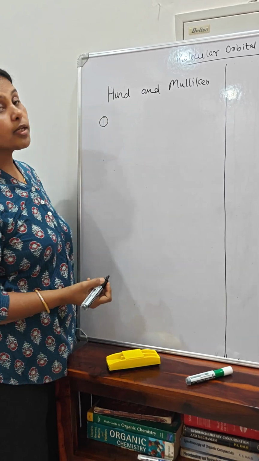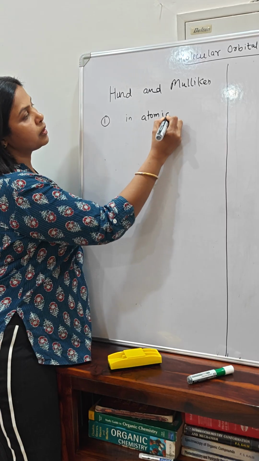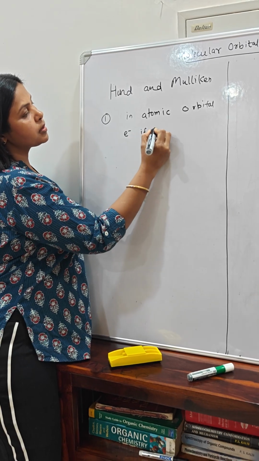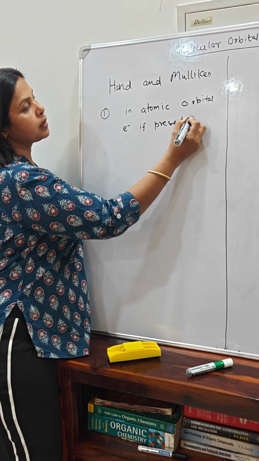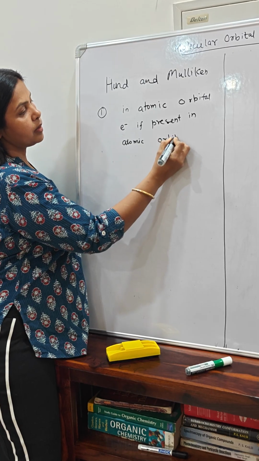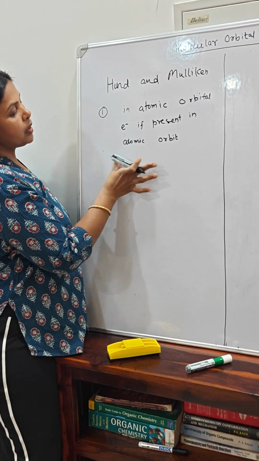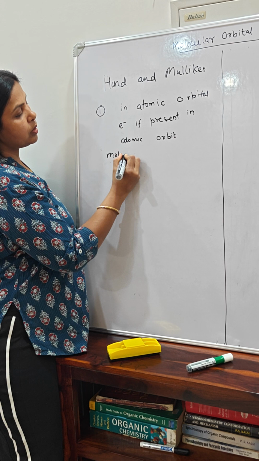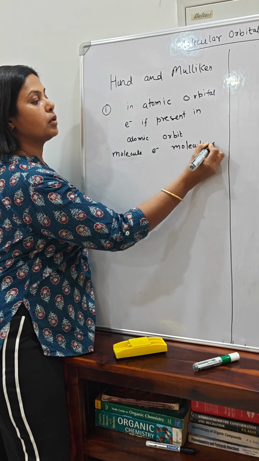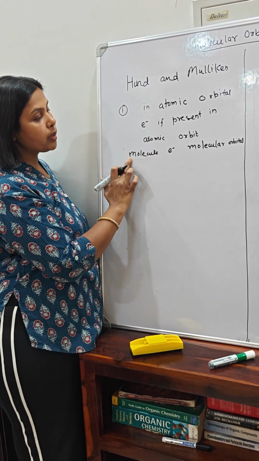So the first thing they said is that, like in an atomic orbital, an electron is present in an atomic orbital, and similarly in a molecule, an electron is found in a molecular orbital. How can these molecular orbitals be formed?